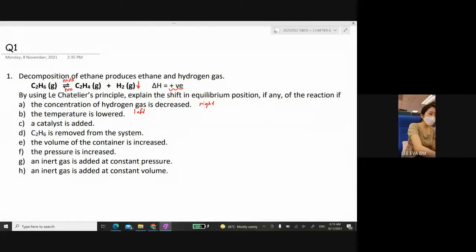So awak ikut saja apa yang awak tulis kat bawah sini. So exothermic means reaction shift to the left. Therefore, equilibrium shift to the left. Okay, dia memang kena ikut step ya.